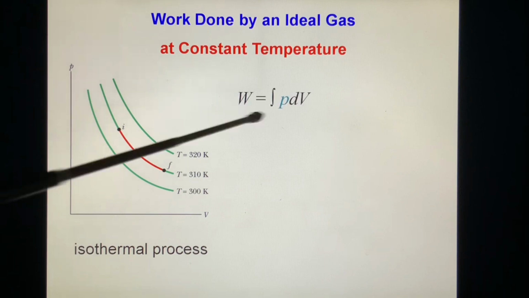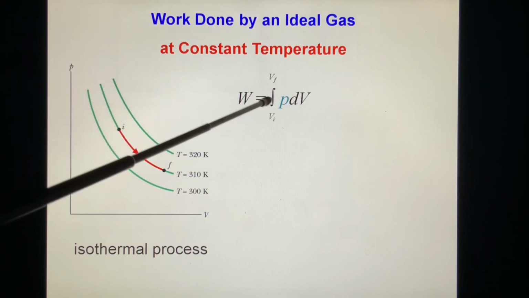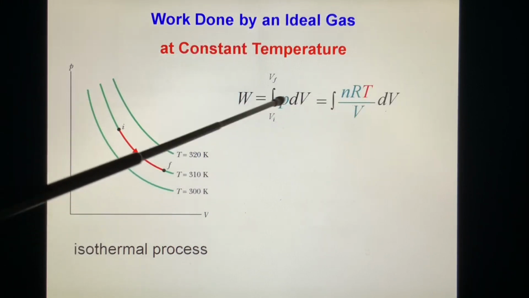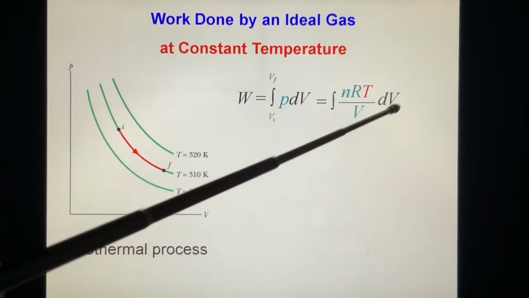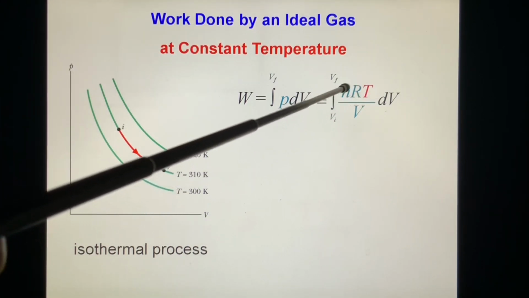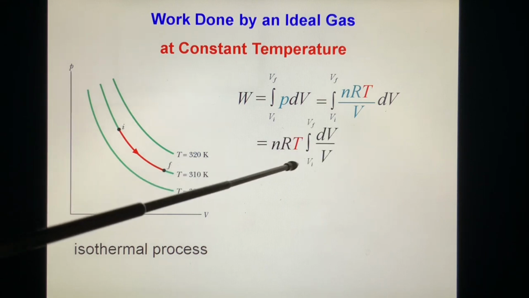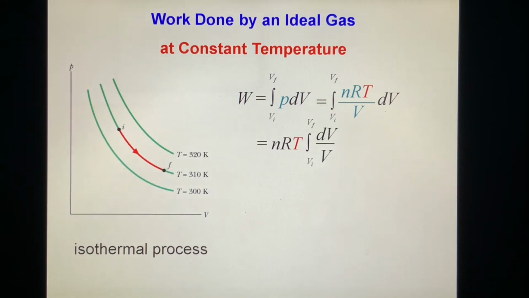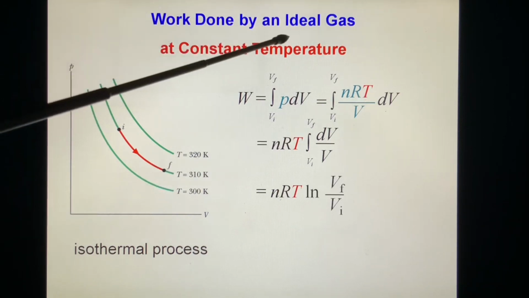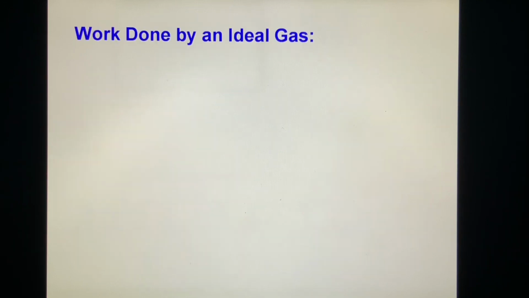The work done, by definition, is the integral of P dV from V initial to V final. P always obeys the ideal gas law, PV equals nRT, so P is nRT over V, integrated dV from V initial to V final. Now, the condition is constant temperature, so T and n R are constant, and we take them out of the integration. You get the integral of dV over V from V initial to V final. This integration is very easy, it's the log of V. So we put in V final and V initial, and we get it. Work done by an ideal gas at constant temperature: W equals nRT log of V final over V initial.